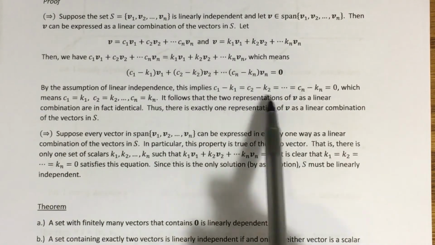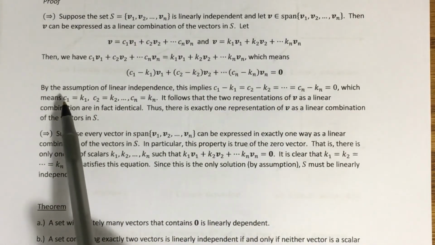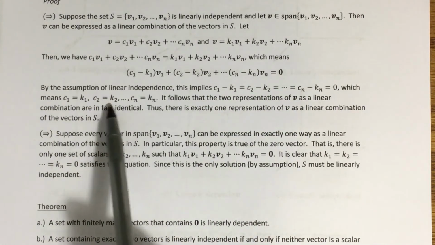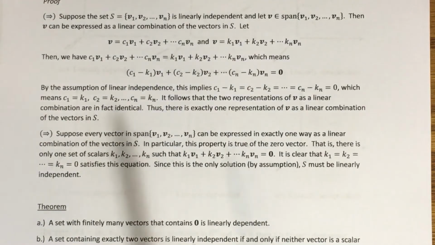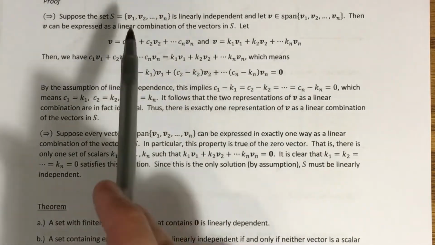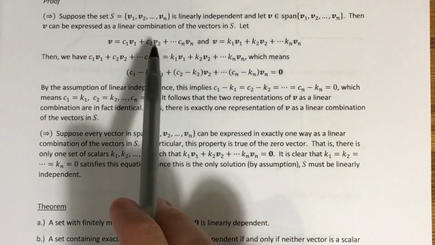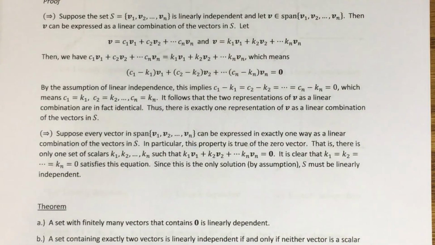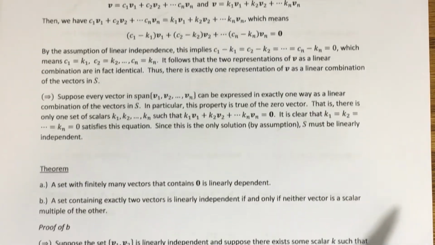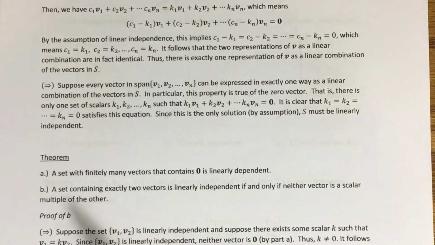Solving each one of those for the c gives us c1 equals k1, c2 equals k2, and so on. That's what we wanted to show. Because the corresponding scalars are all equal, these two linear combinations are in fact the same linear combination. And so this linear combination representation of v is unique. Okay? Let's go the other direction.